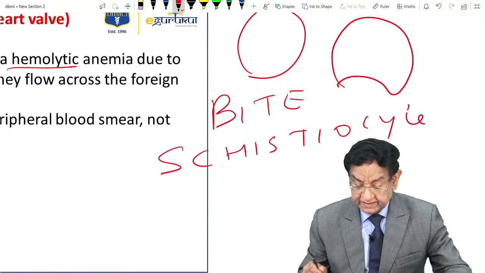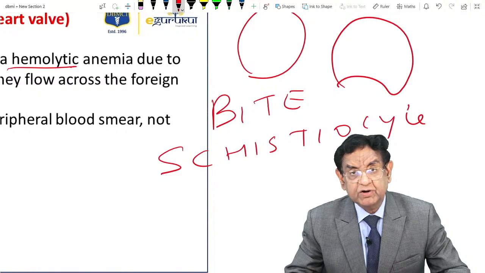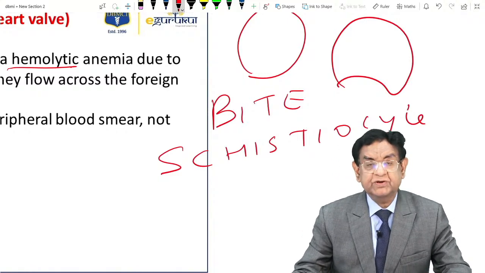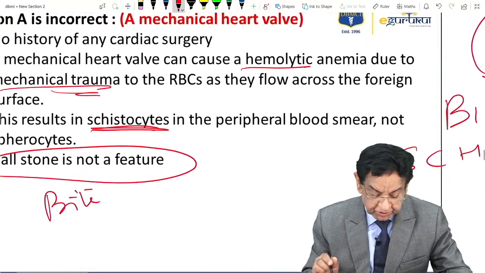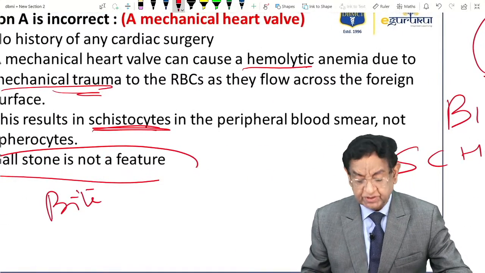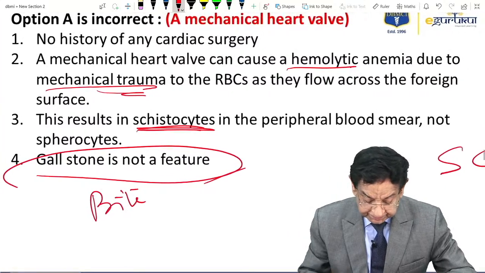This will be seen in mechanical trauma. But in case of hereditary spherocytosis, we will be getting spherical shape. So this is ruled out. And moreover, gallstone is not a feature of mechanical valve.